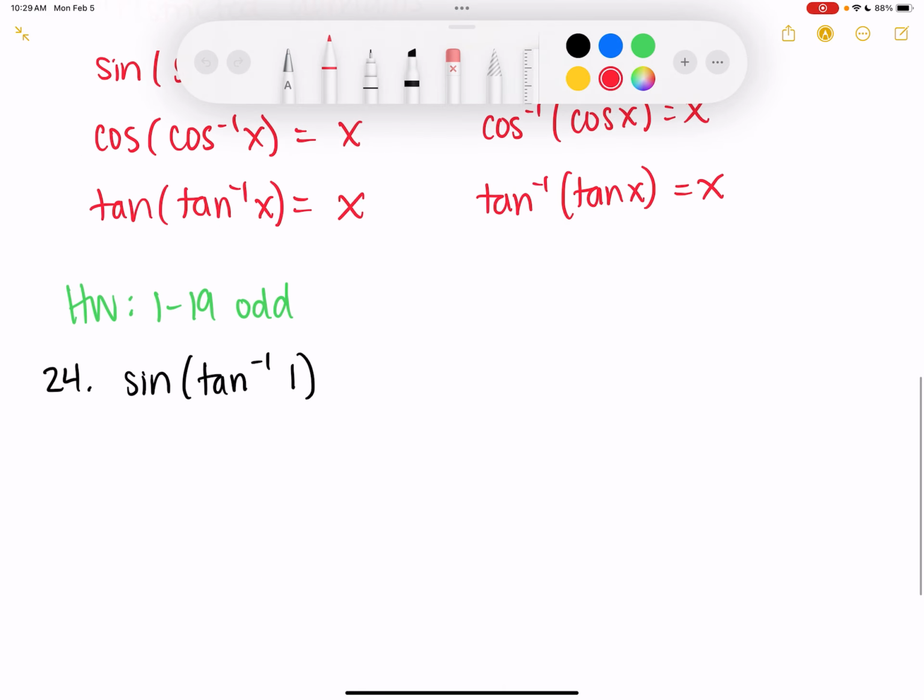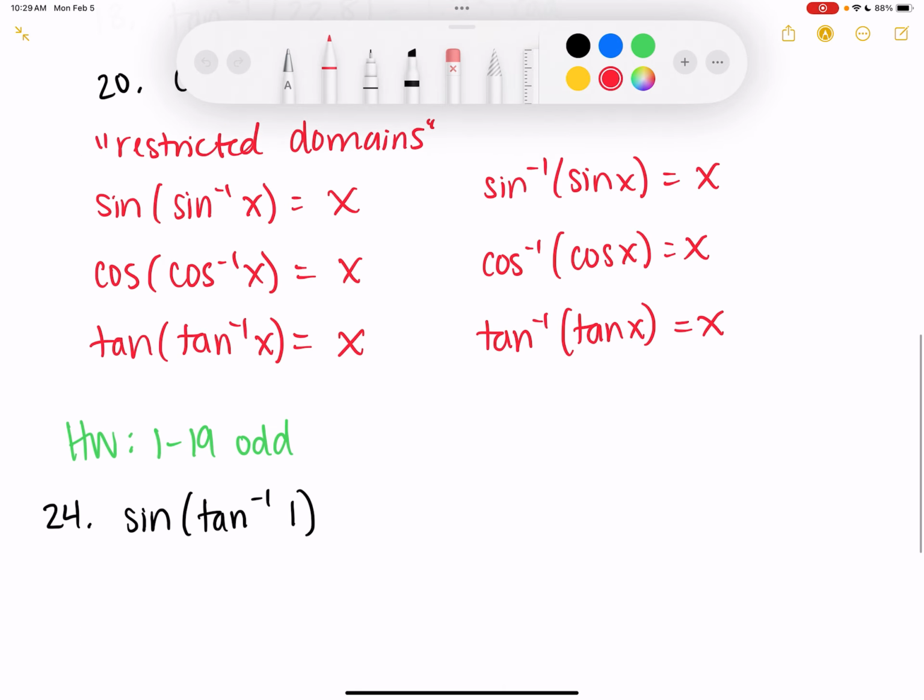Okay, so we got these restricted domains the other day. Basically, when we have these problems, we are looking for what angle value the inverse tangent equals 1 at. So we're looking on the unit circle for where tangent is 1. You have to pay attention to the sides where this occurs. Tangent occurs on the right side, so it's going to be over here. So we're going to replace the inverse tangent of 1 with pi over 4.